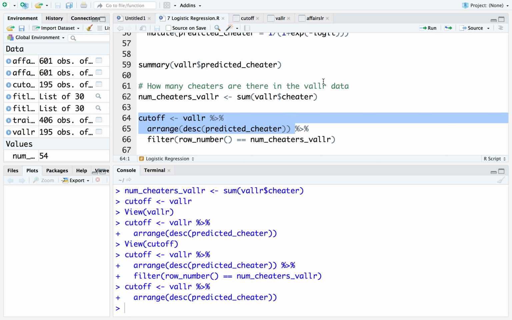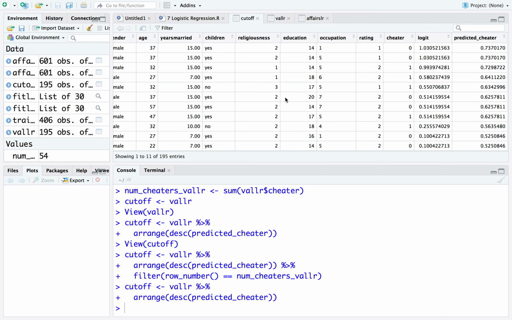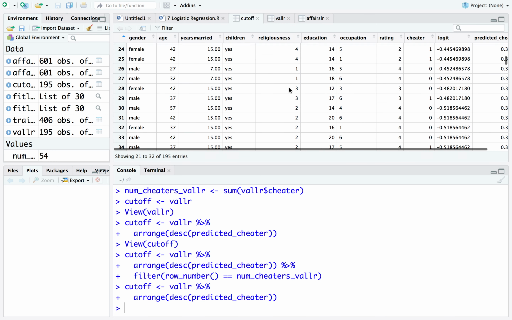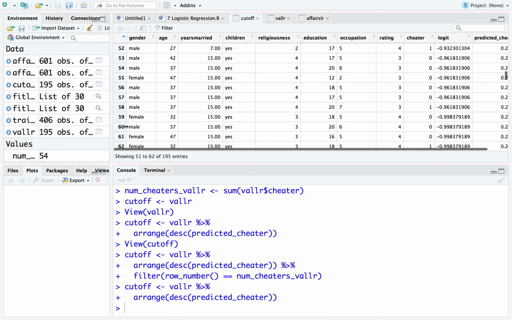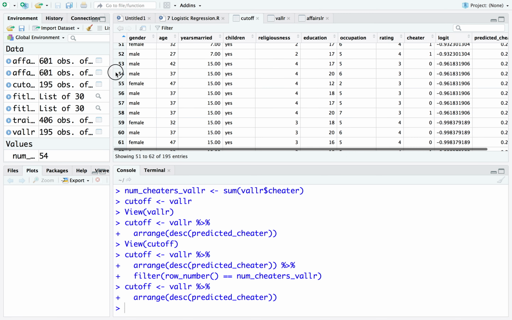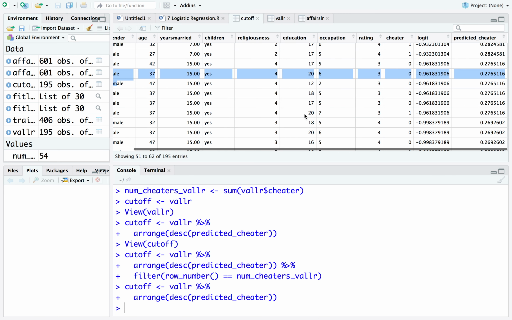I'm going to go to row number 54 now. I can see what row I'm at over here, or even over here. So row number 54, which is this one, I'm going to highlight it. It's a male that's 37, and their probability is 0.2765. Remember, there's 54 cheaters, so I'm going to get the 54 highest probabilities. Out of the 54 highest probabilities, this here is the cutoff. Although there are some equal values right here, but it is what it is.